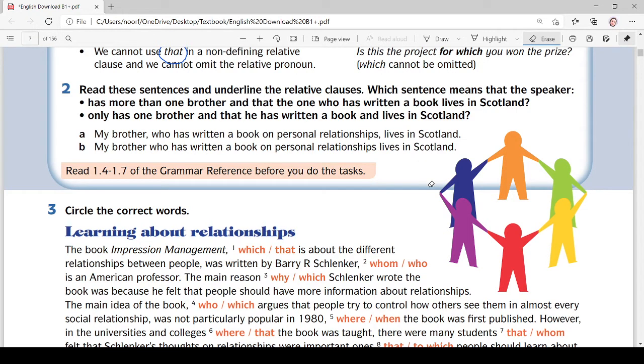Okay, kalau you nampak beza ni, apa beza antara dua ni? Dua ni beza dia adalah comma. So, comma ni plays a big role lah. So, A ni actually, my brother who has written a book on personal relationships lives in Scotland. Okay, nampak macam abang dia seorang ke? Abang dia ada ramai? Yang seorang ni yang tinggal dekat Scotland yang tulis pasal personal relationships, ataupun B. My brother who has written a book on personal relationships lives in Scotland. Which one do you think? Which one?